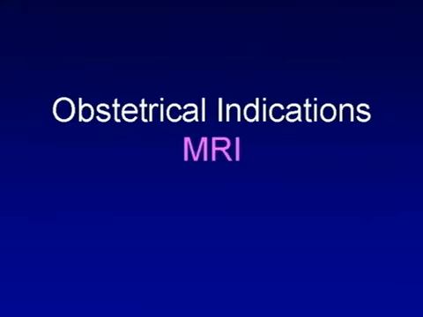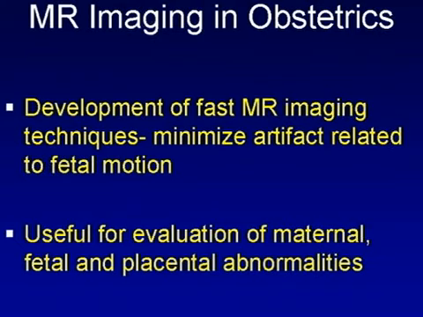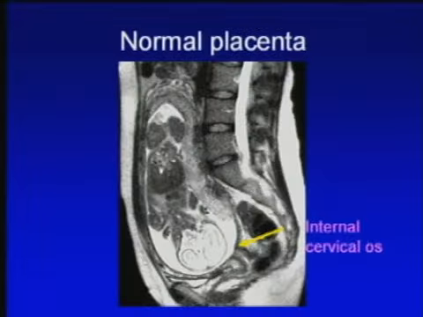In the last 5 minutes that I have, I just want to quickly show you some obstetrical indications of MRI. This has become possible now because of the development of fast MR imaging techniques that minimize artifact related to fetal motion. Sometimes it's difficult at ultrasound, particularly if the patient presents in the 3rd trimester for her first scan, to clear the cervical os of placenta and rule out a placenta previa.